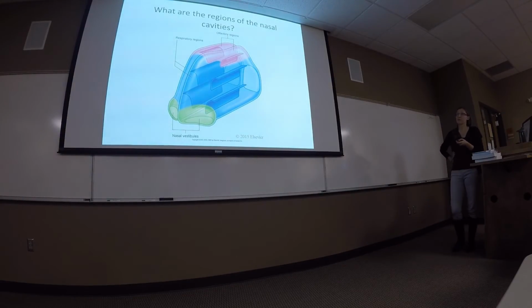All right, and then we have three regions. So the nasal vestibules, the inlet region. The respiratory region would be the main airflow pathways into the rest of the airway. And then finally the olfactory regions, and this is where the olfactory epithelium is located. We've got the cribriform plate up here, the olfactory receptor neurons all up there.